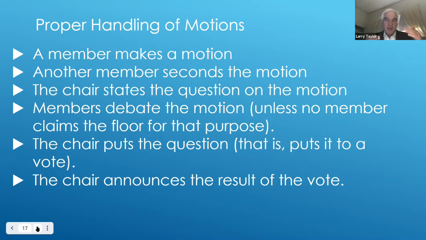And then they count the votes, and then the chair announces the result of the vote.